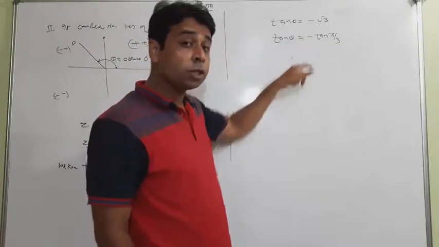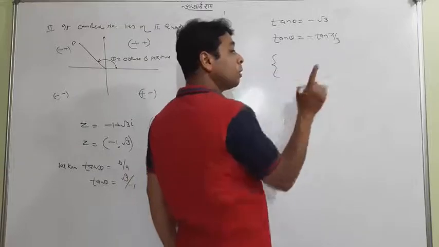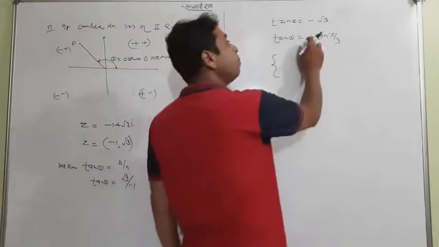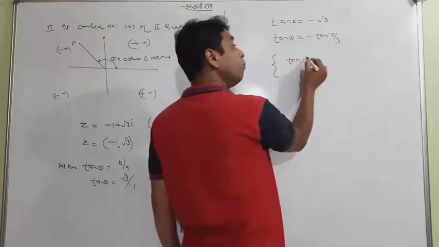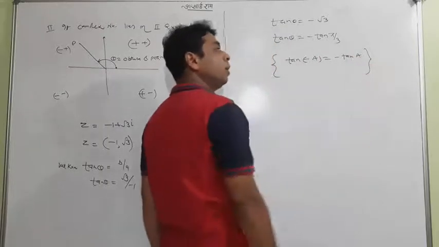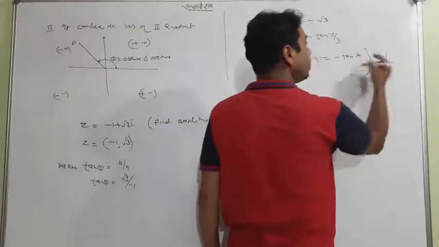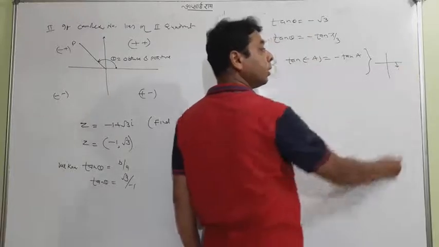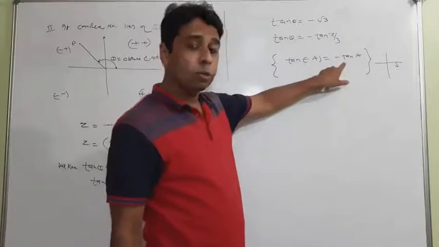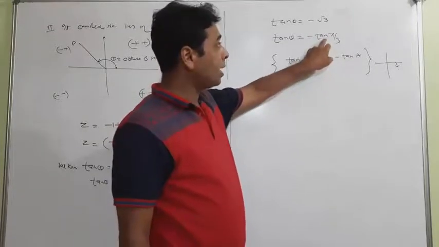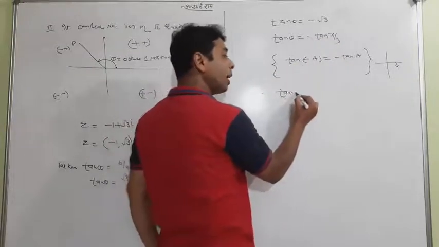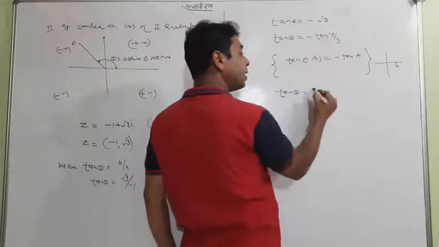So we use the quadrant concept. Look carefully, student. This is the concept used for tan and sine: tan of minus a is equal to minus tan a. Don't be surprised, because minus a lies in the fourth quadrant, where cos is positive and tan is negative. So tan minus a is equal to minus tan a. Tan theta is equal to minus tan a, that is, tan of minus a.